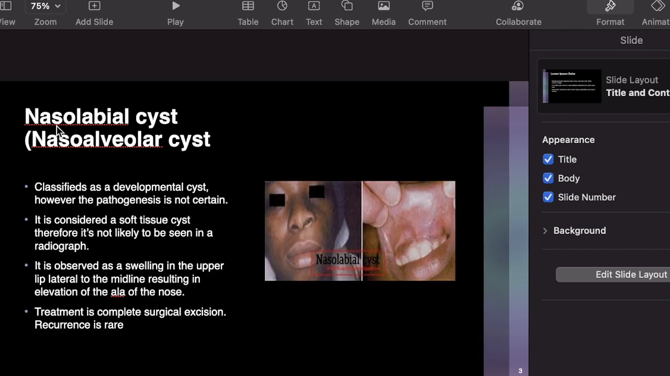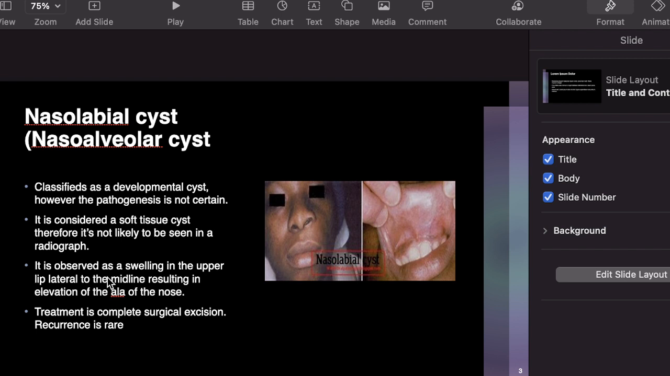The word naso means nose and labial means on the labial side. The other name that the nasolabial cyst goes by is the nasoalveolar cyst. Again, it is a developmental cyst, however, the pathogenesis is not certain. I already mentioned that we are discussing non-odontogenic cysts, so these are soft tissue cysts. Therefore, it is not likely to be seen on a radiograph.